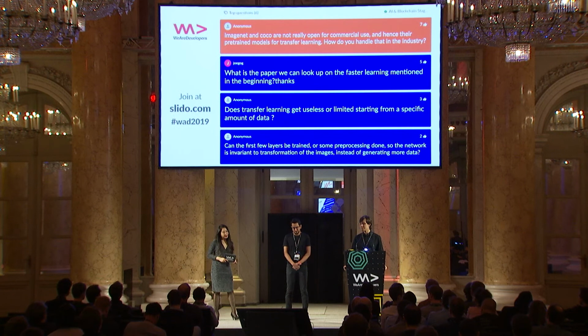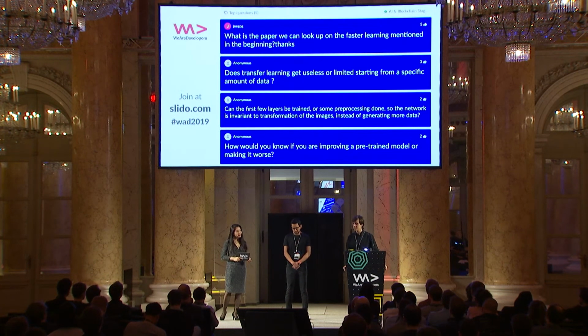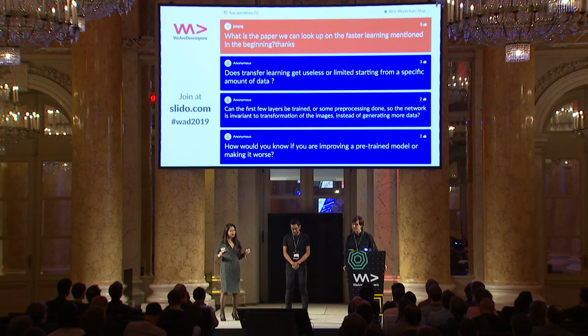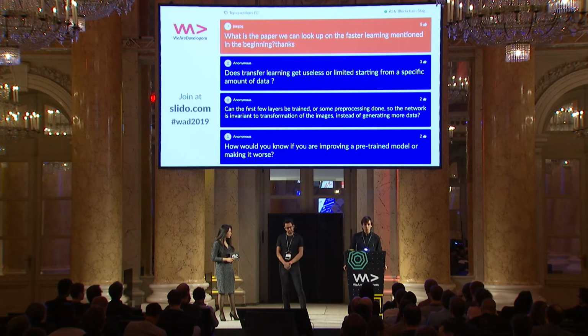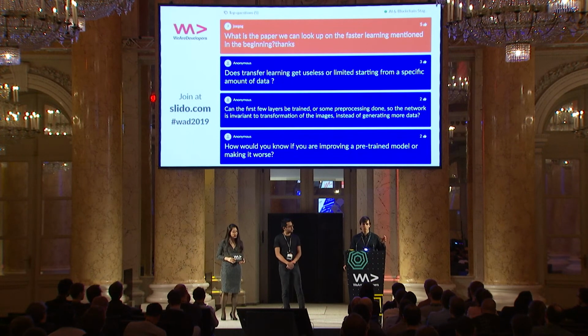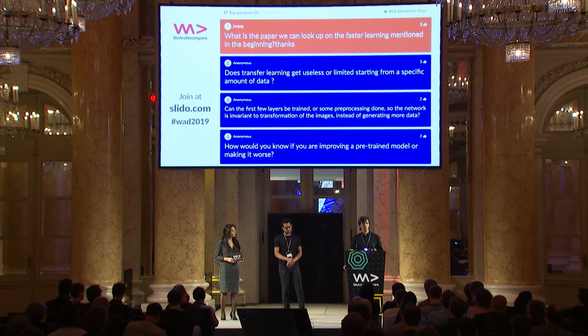Okay. So the next one, what's the paper that you mentioned? What's the paper that we can look up on the faster learning mentioned in the beginning? It was the cyclic learning rate paper, I guess. Yeah. If you look into the documentation on fit one cycle in Fast AI, they have a link to the paper, and you can explore it there.